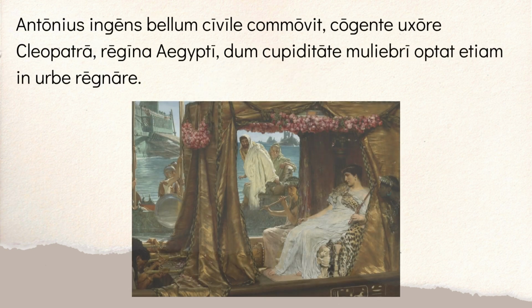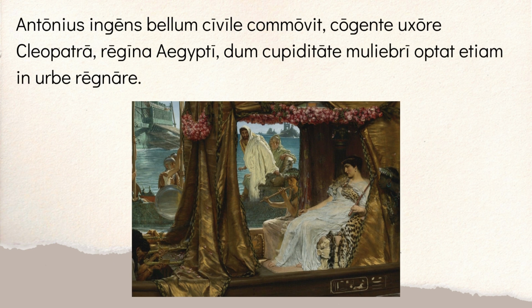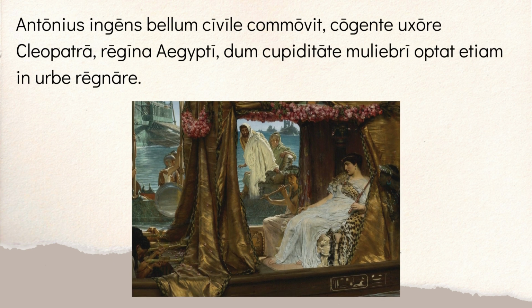So the first line starts like this. You have Antonius, talking about Mark Antony. He started a huge civil war, right? So commovit, he moved or he started a huge civil war. And then you have this phrase, cogente uxore Cleopatra. So it's by the urging, the cogente, the urging of his wife Cleopatra, the regina Aegypti, the queen of Egypt. Okay.